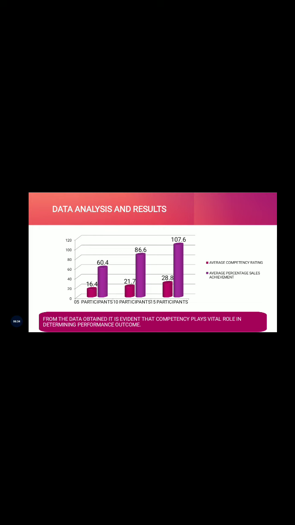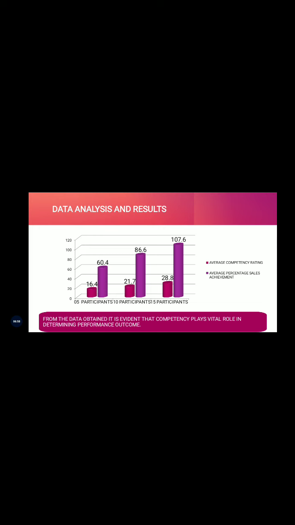Whereas the 10 participants whose average BARS was 21.7, their average sales achievement was 86.6%, and the remaining 15 participants whose average BARS was 28.8, their percentage achievement was 107.6%. This is the sales achievement.